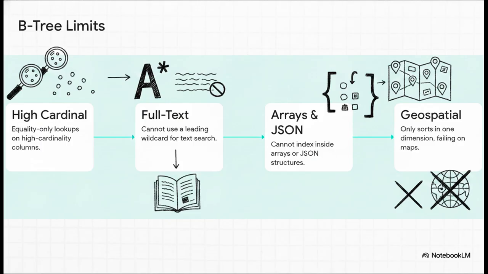Second is full-text search. If you're searching for a word with a leading wildcard, like looking for a specific keyword buried anywhere inside a long product description, a B-tree is totally useless, because it relies on reading from left to right. Third, it completely fails at looking inside arrays or JSON structures. It just sees the whole block of data as one big blob. And fourth, geospatial queries. If you need to find a location within a 5-mile radius, well, B-trees only sort in one single dimension, so they absolutely cannot help you with multidimensional map data.